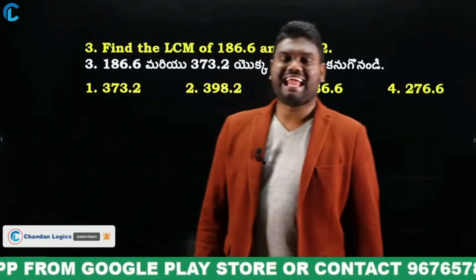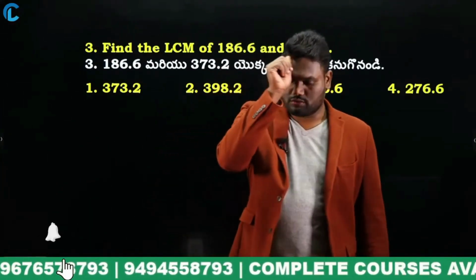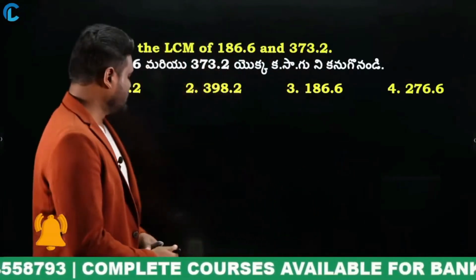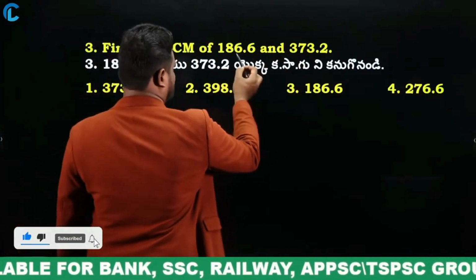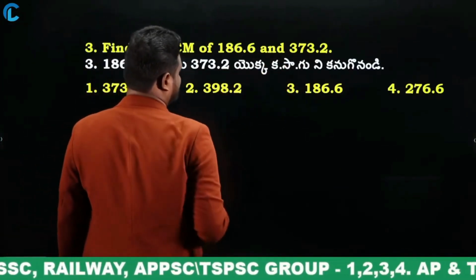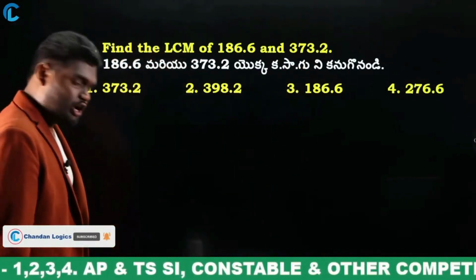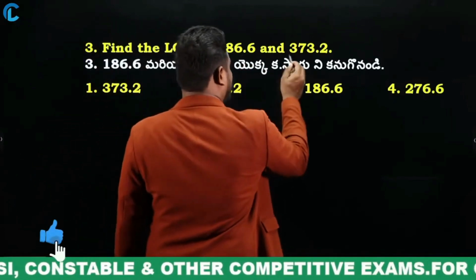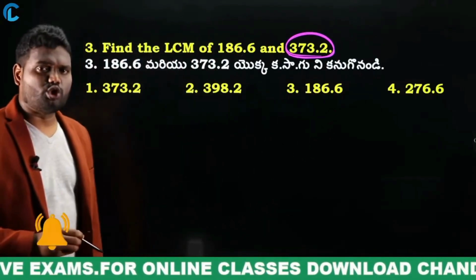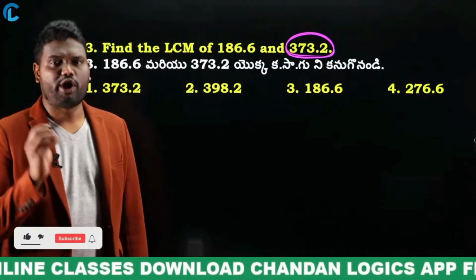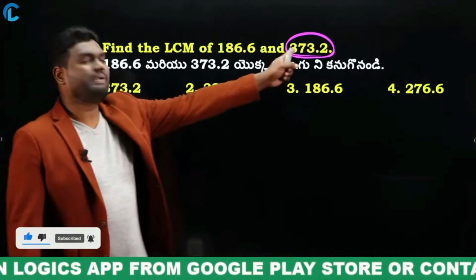Find the LCM of 186.6 and 373.2. Okay, so we need to find the LCM of these 2 numbers. Now observe carefully. We have 2 numbers, 186.6 and 373.2. As I have already told you, out of these 2, the highest number is 373.2. So our LCM should be either 373.2 or a multiple of 373.2. Multiple means it should be greater than this number.